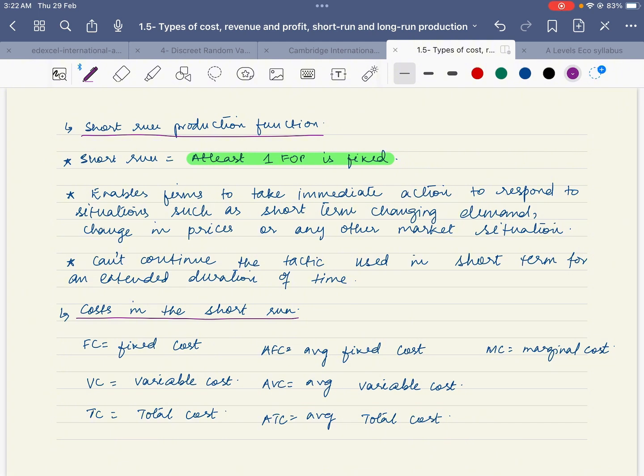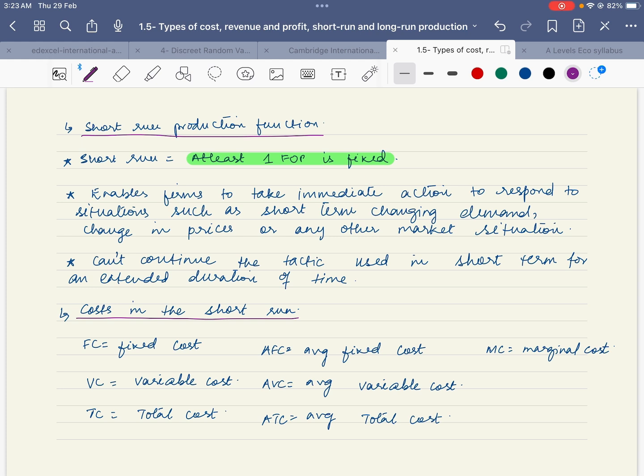take immediate action to respond to situations such as short term changing demand, change in prices, or any other market situation. For example, in times of corona, the demand for oximeter had risen rapidly. So the organizations, the firms, had to meet that demand, for which they had to change one factor of production, which may be labor, and then they started producing more of it. Oximeter may not be the right example here, but just to highlight the situation, I gave that example, which was from a real life scenario.